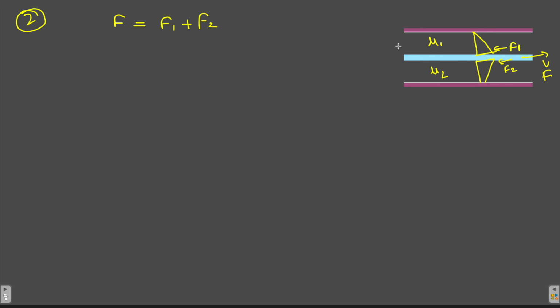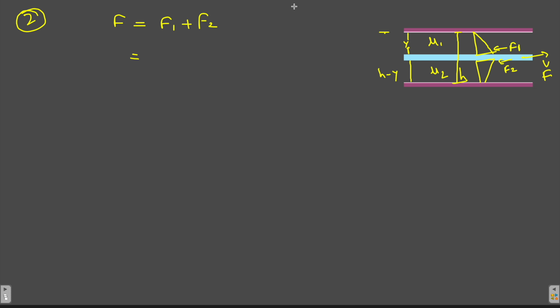Let's take this distance as y, and let's take this distance as h minus y, because the total distance from here to here was h. Okay, so what is the force F1? Let me write it down. What is the force F1?